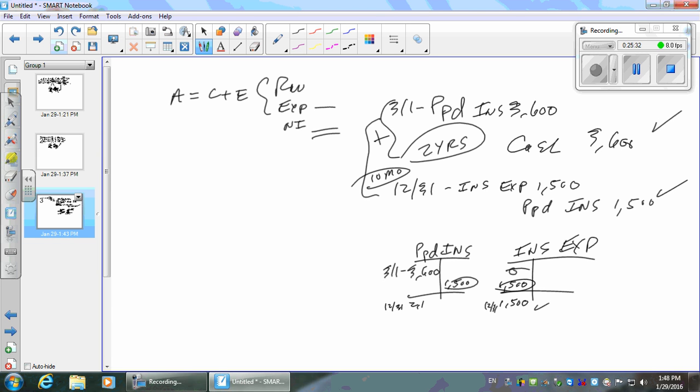What does the 2,100 represent? How many months did we have to start with? 24. How many did we use? 10. How many are left? 14. What is it per month? 150. What's 14 times 150? 2,100. Easy. Double check. You can't miss these, can you?